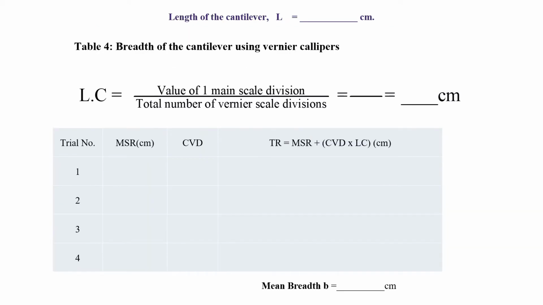Now, the next part is we need to find the length of the cantilever. A meter scale is given to you. We measure from the fixed end of the cantilever to the weight hanger. That gives you the length of the cantilever. Next, we need to find the breadth of the cantilever using vernier calipers. At 4 different places, you position the vernier calipers and find the main scale reading and the coinciding vernier scale division. Then find the mean breadth.